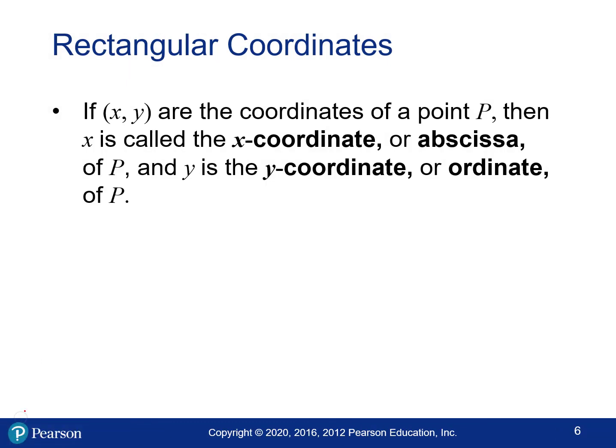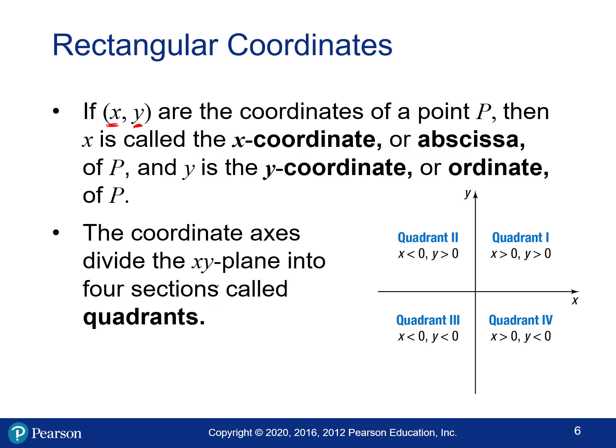So now we have just some names. I usually say x coordinate for our x value here and y coordinate for the y value. But the x-coordinate is also called the abscissa, and the y-coordinate is also called the ordinate. So just different names. And then our coordinate axes, which are the x and y axes, actually split this two-dimensional space into 4 parts, and we call those 4 parts quadrants.